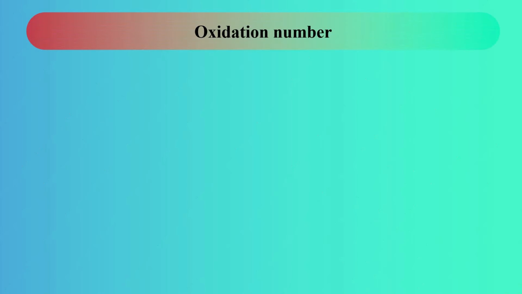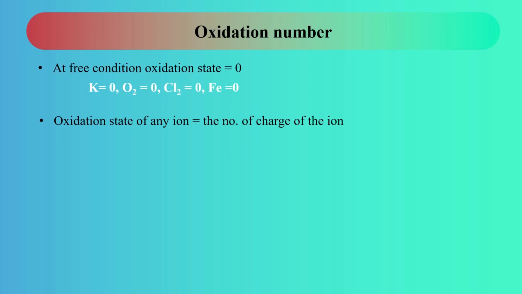Let's see oxidation number. For oxidation number, we have to know some rules. I want to discuss four important rules you have to know to find out the oxidation number of any element. The first rule: oxidation number at free condition is equal to 0. Because the number of protons and electrons are equal, positive and negative charges are equal, so they are neutral. Potassium is 0, oxygen 0, chlorine 0, iron 0. The second rule: oxidation number of any ion is equal to the charge of the ion. Here potassium is +1, oxide -2, and chloride -1.